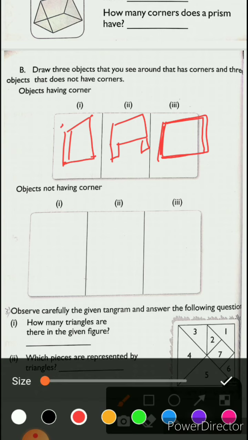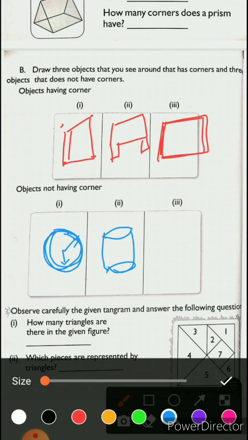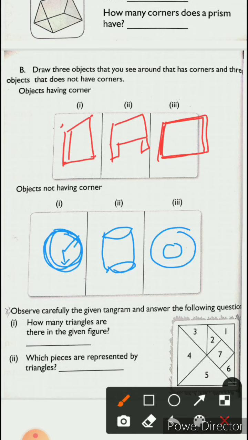Now objects which doesn't have corners, our first object is our watch. Okay, watch आपकी curved होती है, इसमें कोई भी corner नहीं होता है. Clear? So make a watch here. Next is glass. आपका जो ग्लास होता है वो भी आपके सिलेंड्रिकल शेप का होता है. क्लियर? उसमें भी आपके कॉर्नर्स नहीं होते हैं. So second example is a glass and the third example is a plate, जिसमें हम खाना खाते हैं, प्लेट. Okay, so here also you can draw other objects which doesn't have corners.